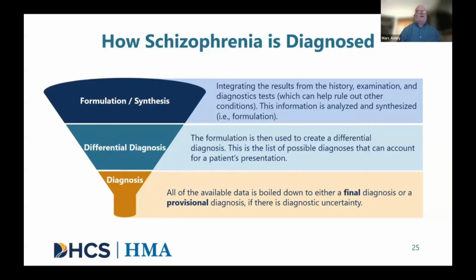And in the examination, you conduct what's called a mental status examination, which is a detailed assessment of the patient's emotional presentation, his cognitive functions, thought processes, mood, and perception. And you might actually do some laboratory or toxicology tests to rule out other metabolic or medical conditions. All of this information is then put into the funnel, where it is analyzed and synthesized, a process known as formulation.